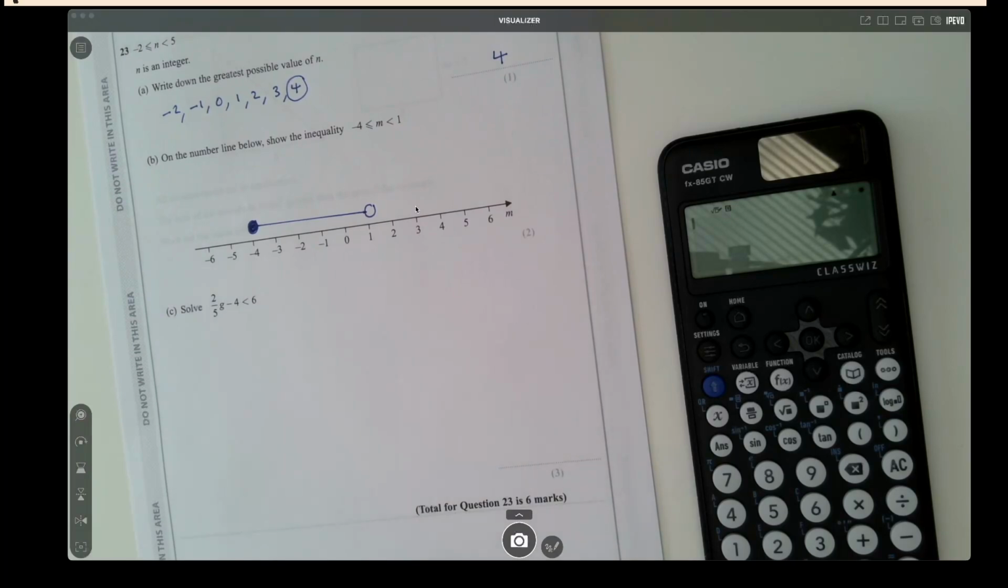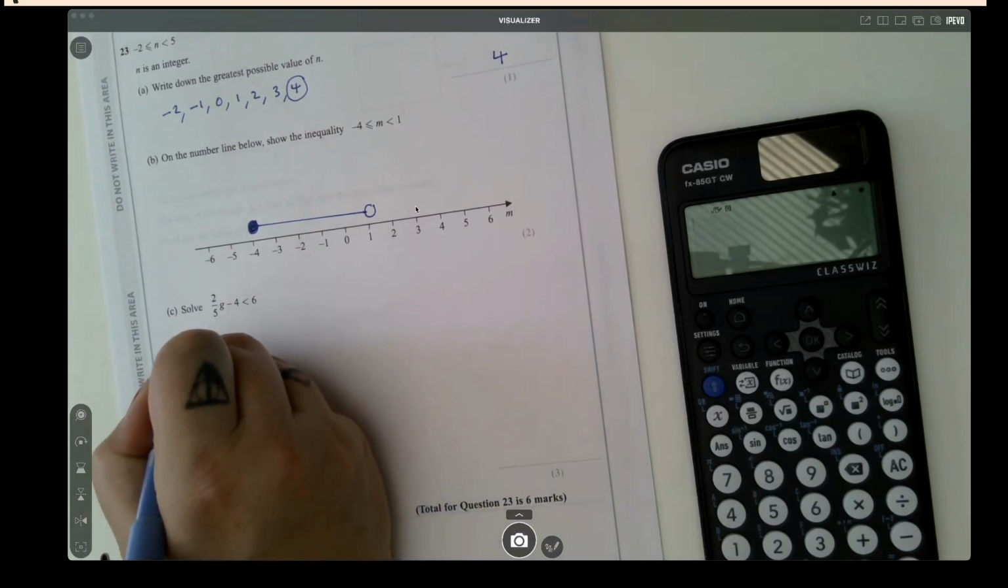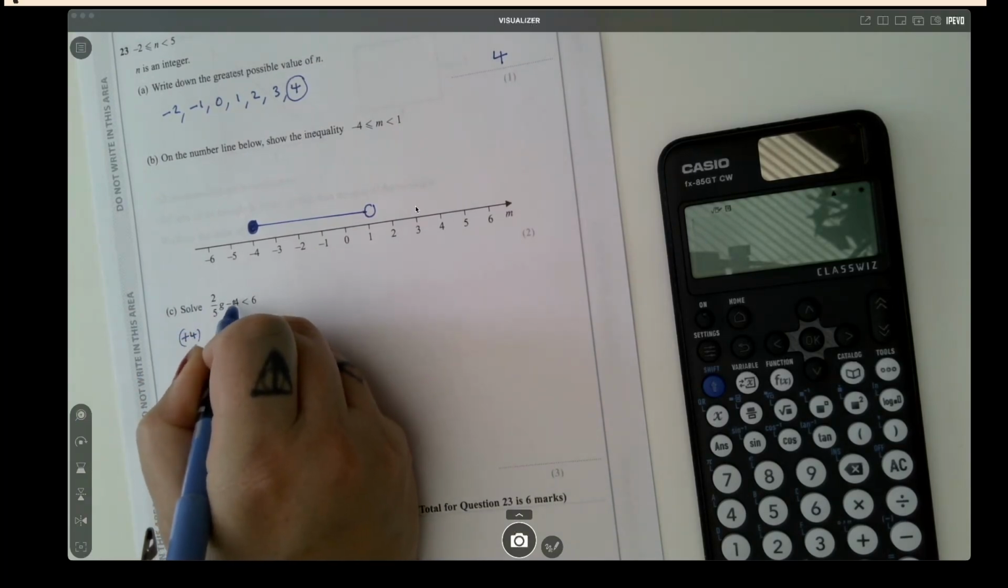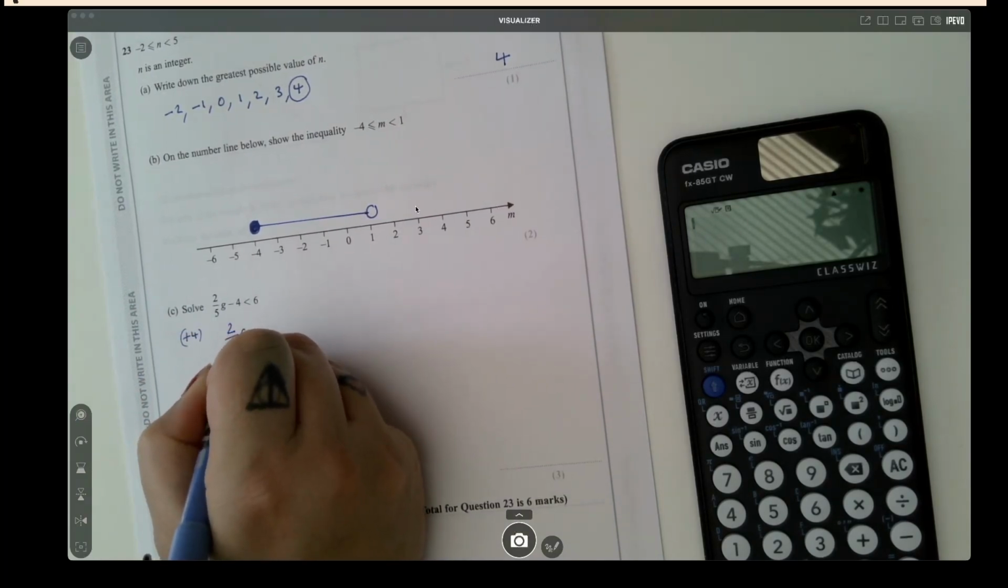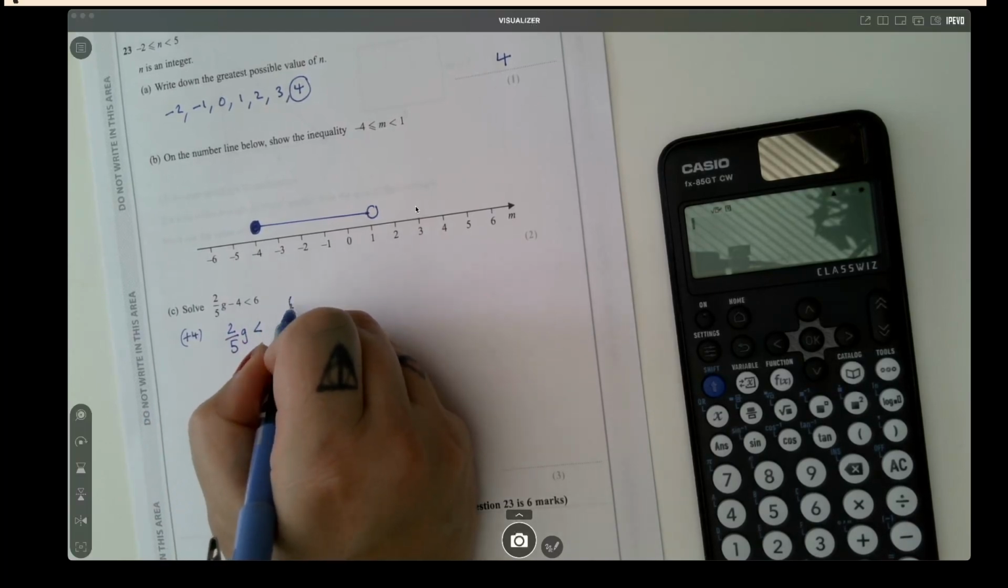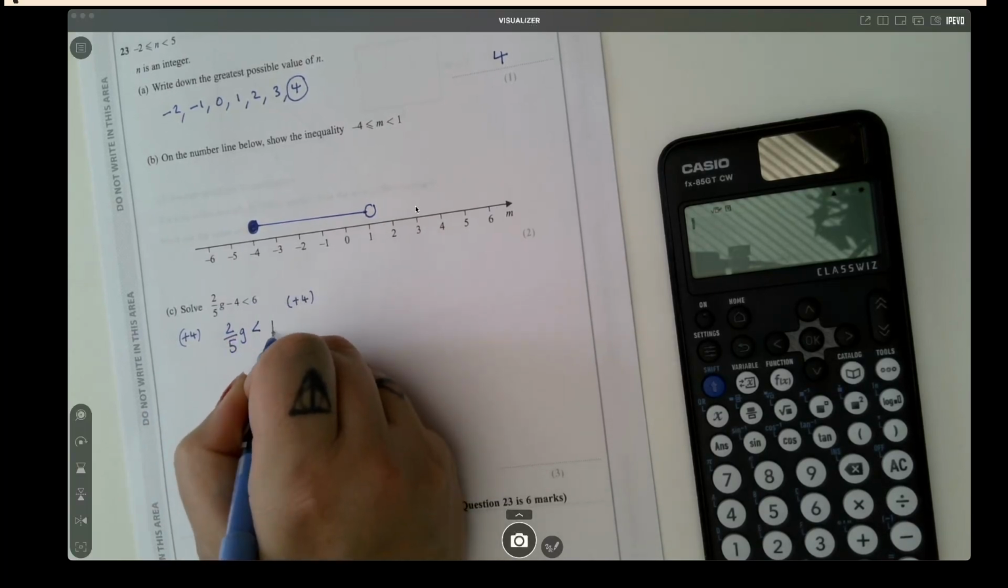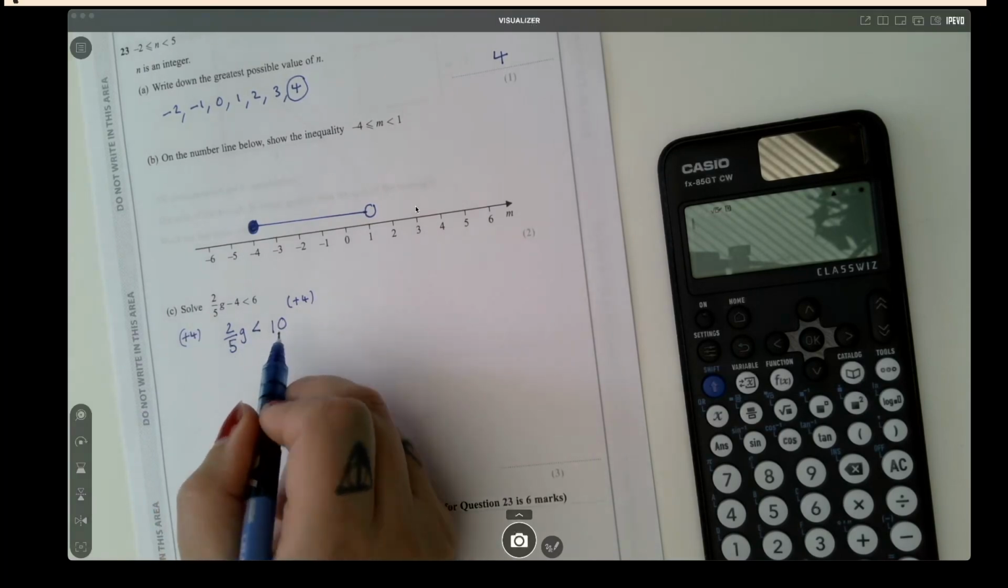Part C, solve 2/5 g, subtract 4 is less than 6. The first thing we're going to do is add 4 to eliminate this subtract 4. So that leaves me with 2/5 g. When I add 4 on this side, 6 plus 4 is 10. So 2/5 g is less than 10.